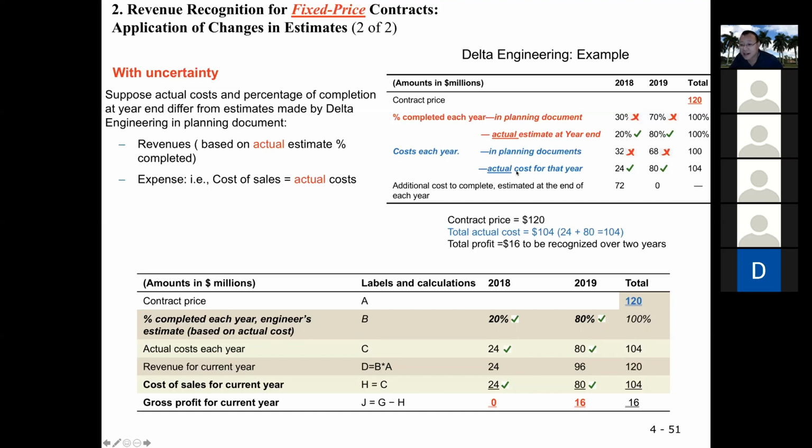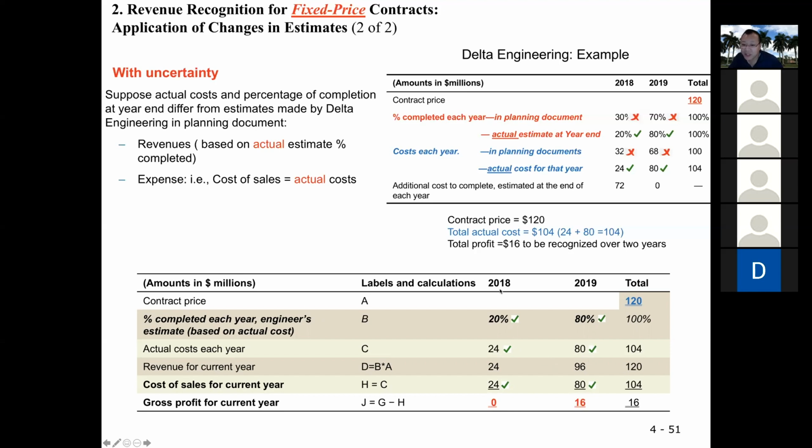And the cost, again, you use the actual cost, 24 and 80. This is the actual cost. Don't use this 32 and 68, okay? So the first year's gross profit is 0 because the revenue is 24 and the cost is 24, so the profit is 0. The second year, revenue is 96, cost is 80, so your profit is 16.